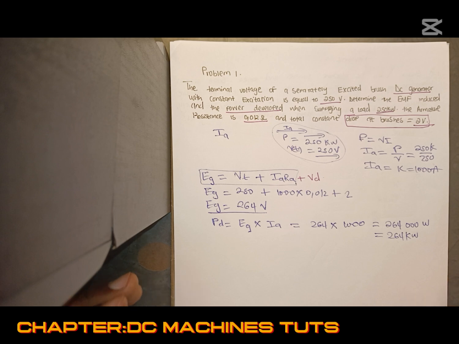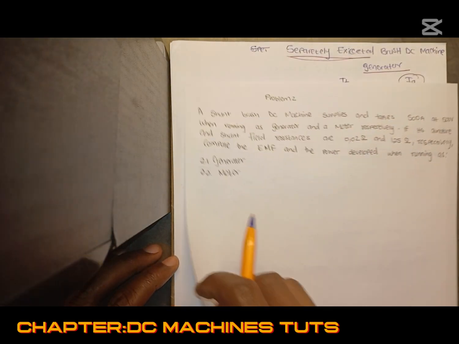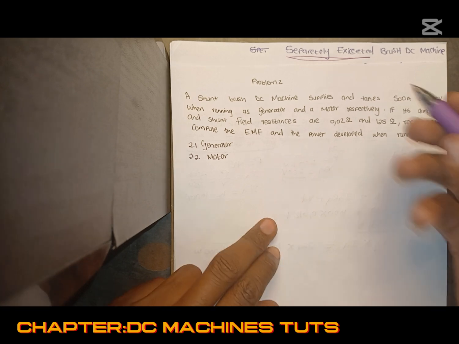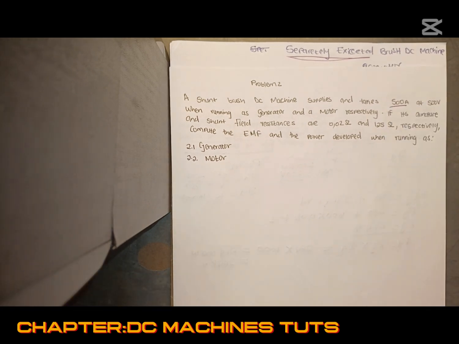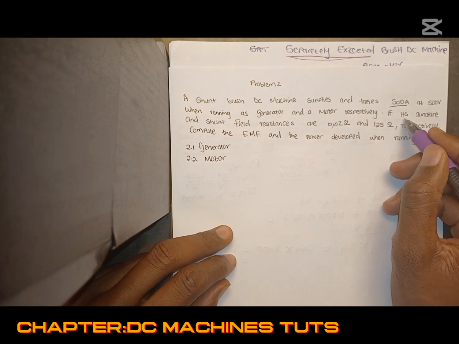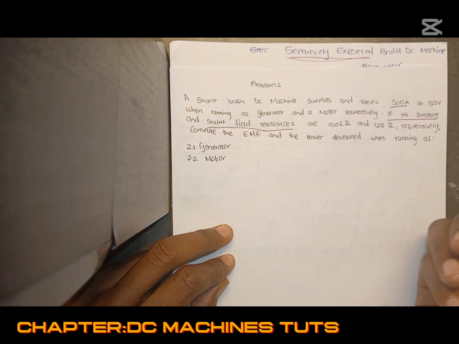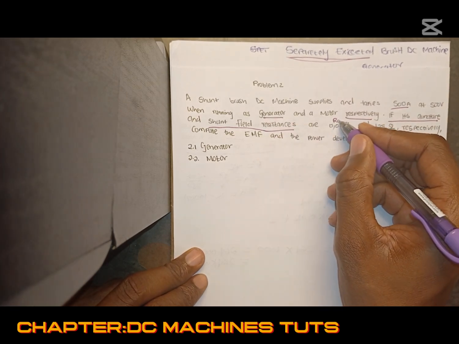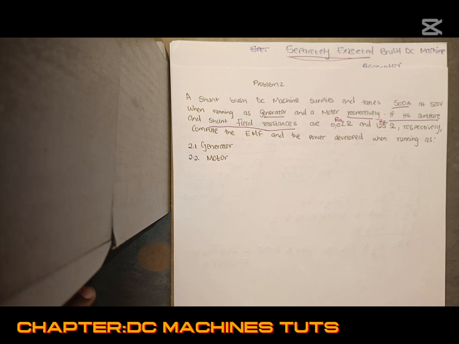the second question, because now I think we're done with this one, right? So a shunt brush DC machine supplies and takes 500 amperes at 500 volts when running as a generator and a motor respectively, if its armature and shunt field resistance, respectively, are RA and RF. Clear, right? Compute the EMF and the power developed when running as a motor and as a generator.